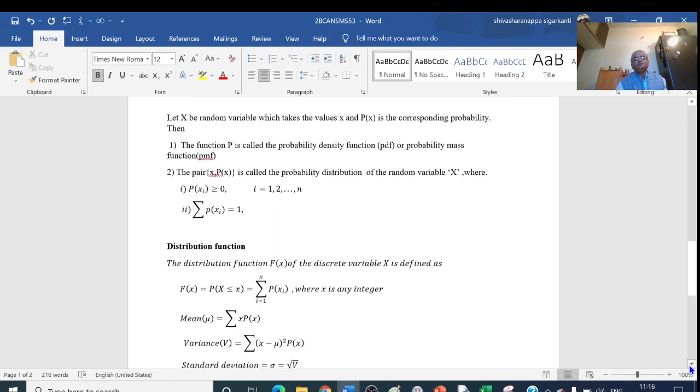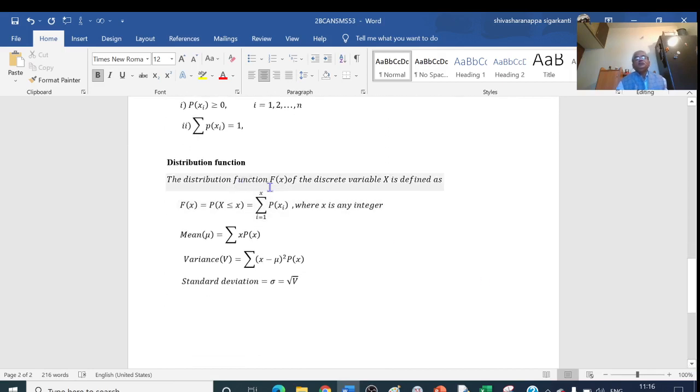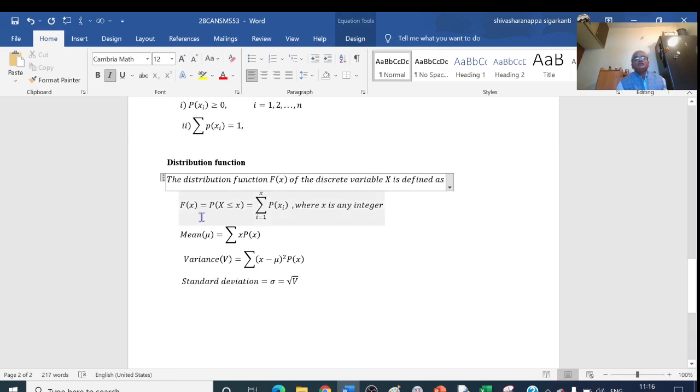Next we define the distribution function. The distribution function F of x of the discrete variable x is defined as F of x equal to P of X less than or equal to x. That is, if I take x equal to 1, then it is P of X equal to 1. If I take x equal to 2, then this is nothing but P of X less than or equal to 2, that is, X equal to 1 and X equal to 2. And if I take x equal to 3, then this is nothing but p of x1 plus p of x2 plus p of x3. Okay. So this is our F of x.